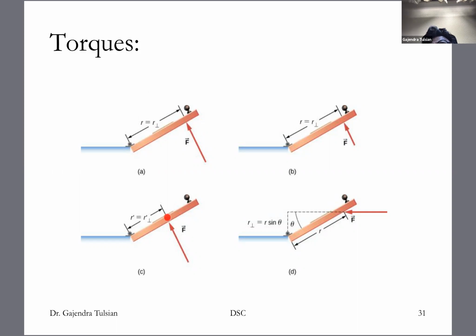Now, of course, if you apply a force right there in the middle of the door, you'll have a harder time opening the door. This will have a smaller angular acceleration than this. And if you apply a force like this, your moment arm is that, so even though the magnitude of the force is the same, this will have a much smaller angular acceleration. It's much harder to open the door that way.